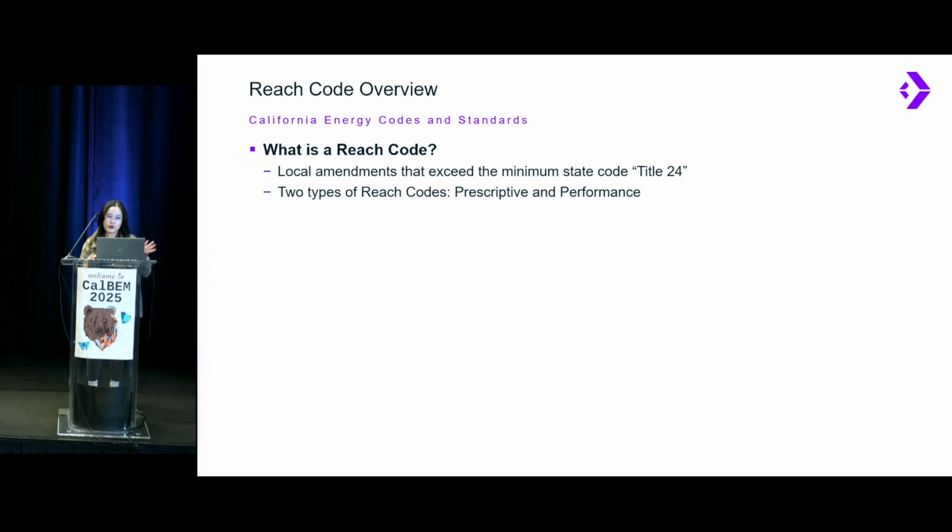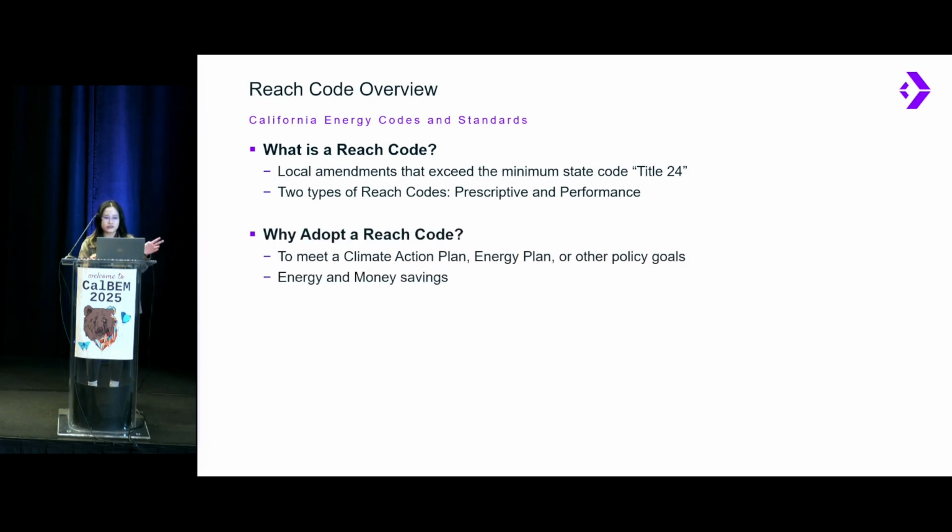So first, what is reach code? Reach code is a local amendment to the California Building Code, or what we commonly know as Title 24. This means that local governments have the authority to adopt amendments to Title 24 that go beyond the minimum state requirements. These amendments are what we call reach code, because they reach beyond what the state requires, or the baseline standards. There are two types of reach code: the first one is prescriptive, and the other one is performance.